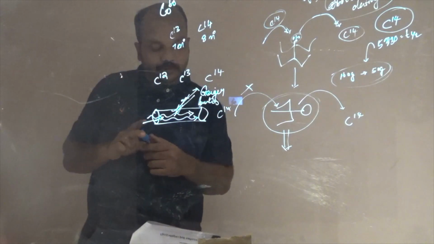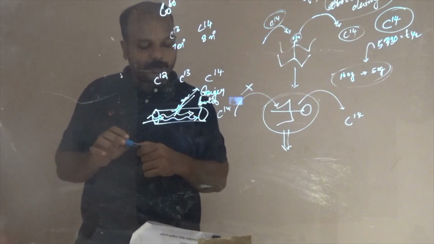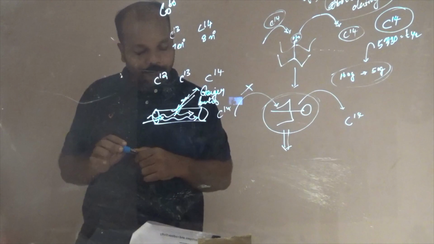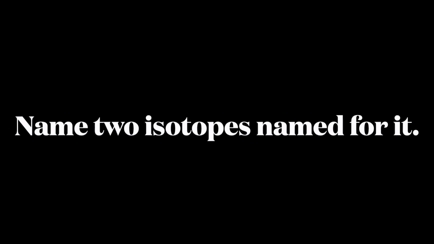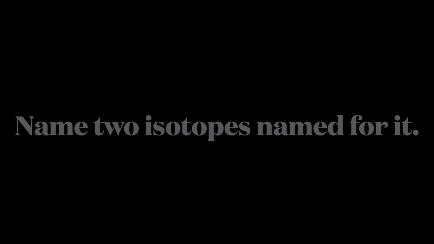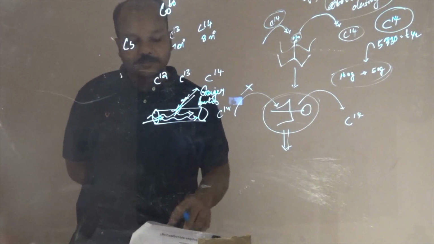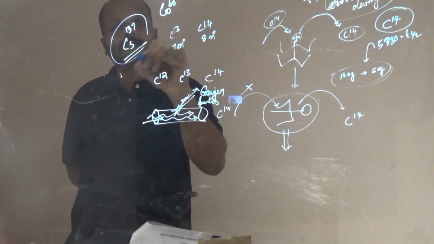And next question: spices are shipped all over the world and are often stored for long periods. They are usually treated with radiation. Why? In order to kill the germs and bacteria. And name two radioisotopes used for it. Of course, one is cobalt-60. The next one is cesium-137. Okay.